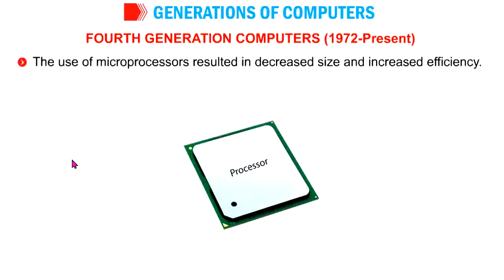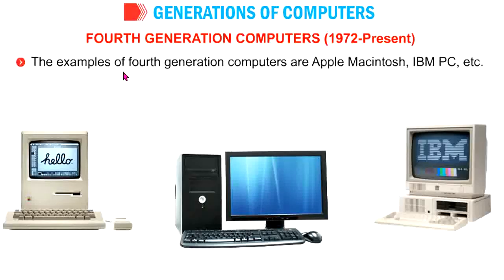Here in this fourth generation they use microprocessors. Because of these microprocessors, they could decrease the size and increase the efficiency also. Apple Macintosh, IBM PC. These are the examples of fourth generation of computer.